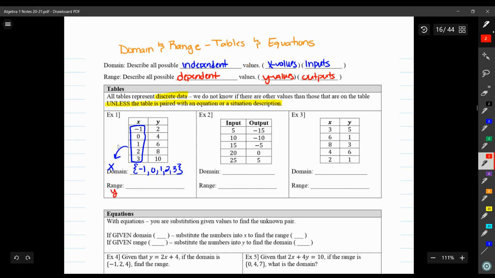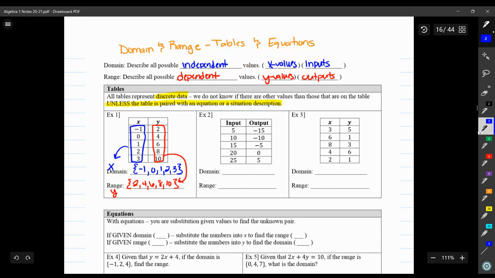With range, range is the y values. And again, we assume this is discrete, so we're going to list this from least to greatest. So we have the lowest of a 2, then a 4, then a 6, 8, 10. So all of our y column, or our y variables, that is what gives us range. They may not always be in least to greatest order. So if they're not in least to greatest order, make sure you put them in least to greatest order.